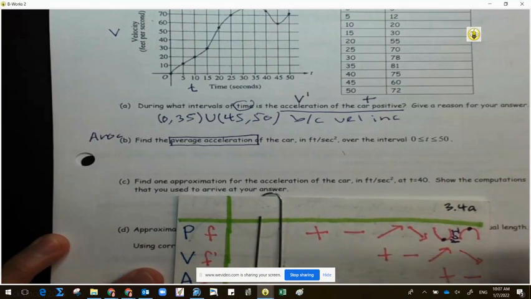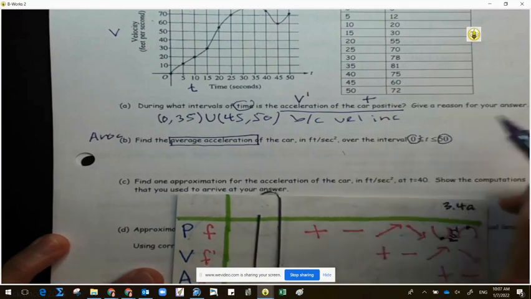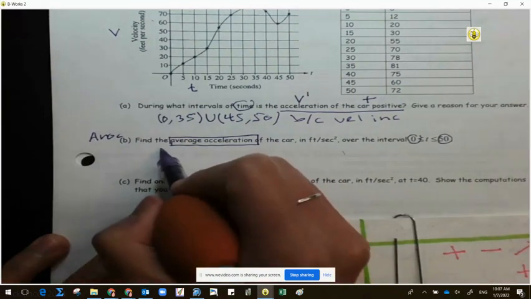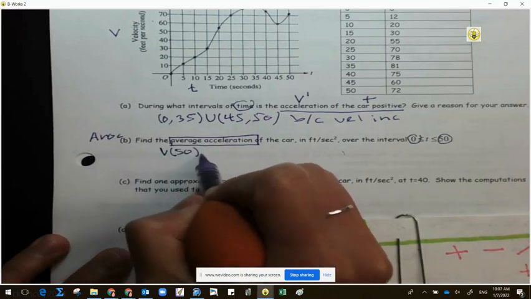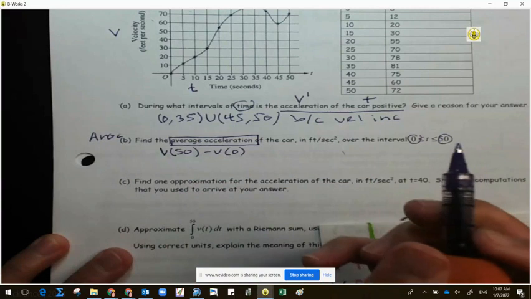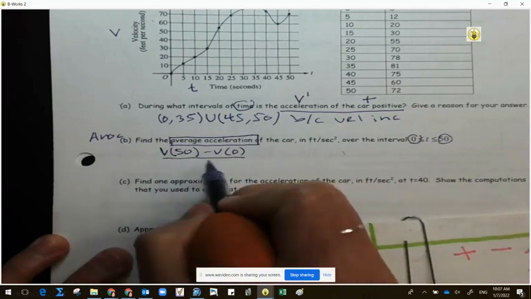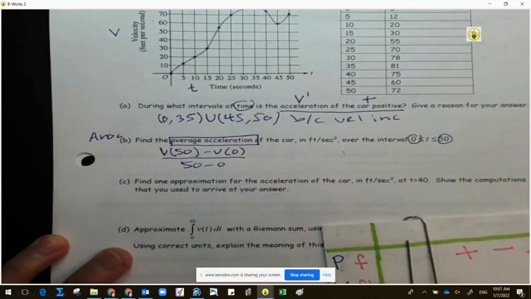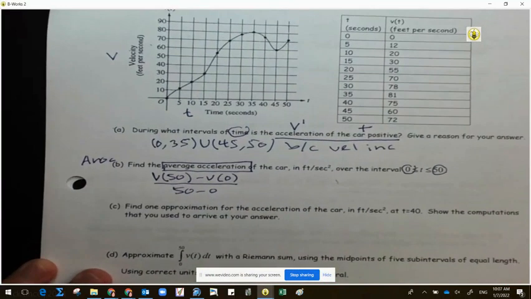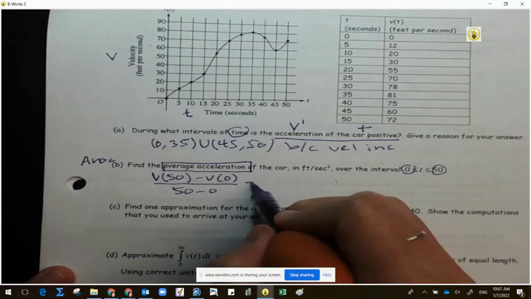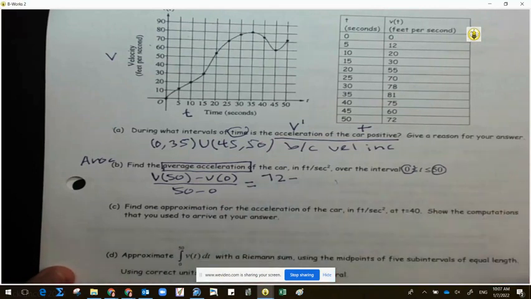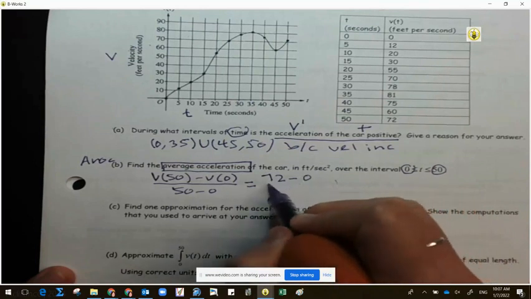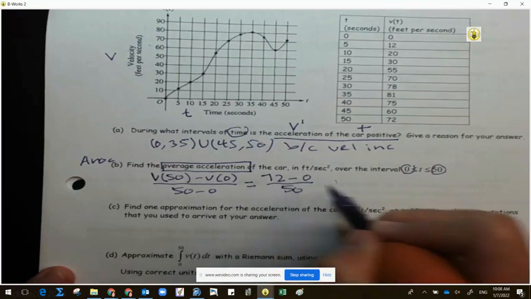And in this case, they gave us the interval already, so we don't have to start guessing. So we know it's a slope formula. It is v of 50 minus v of 0. It's basically y2 minus y1 over x2 minus x1. Then we have 50 minus 0. Looking at the table, the table seems easier for the values. What is the value of v of 50? 72. What about v of 0? Also 0. And then the bottom is just 50.